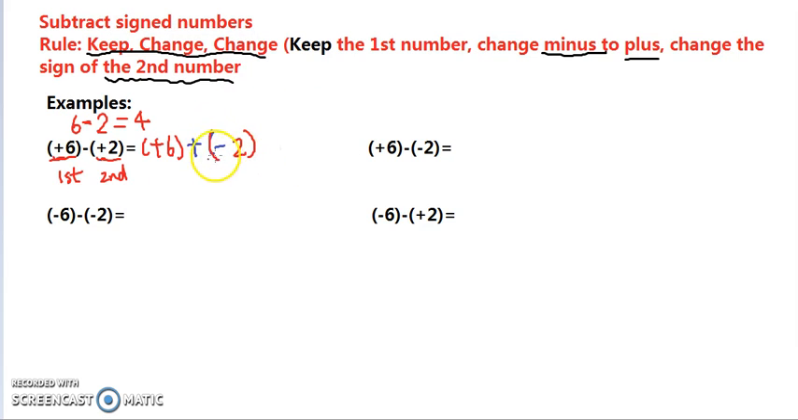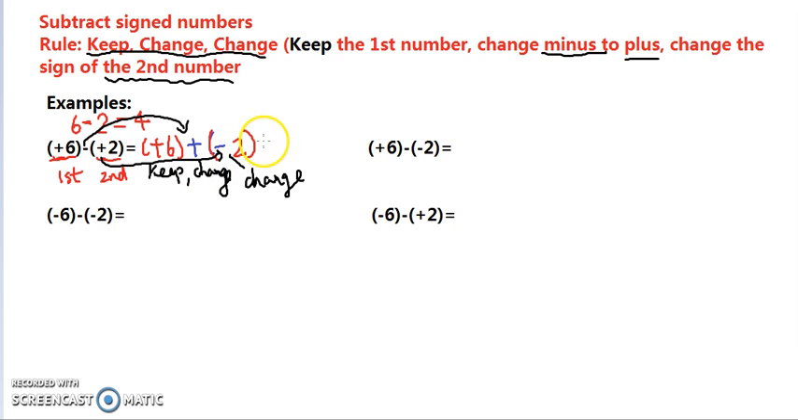Alright, so let's take a look at the rule one more time. We keep the first number, positive 6, and then we change. We change the minus to plus. And then we do another change, and we change the plus sign in front of 2 to a minus. So there are 2 sign changes.